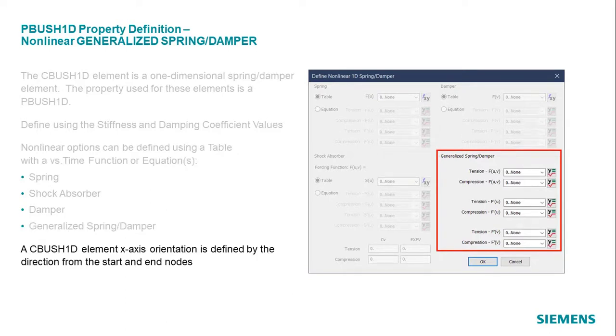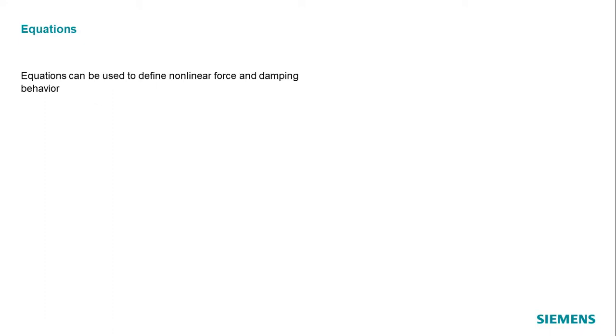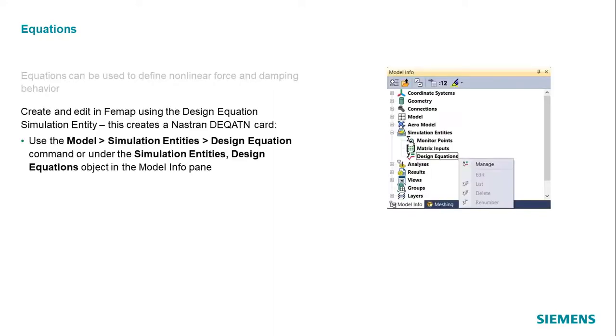A CBUSH1D element x-axis orientation is defined by the direction from the start and end nodes. For a CBUSH1D element, equations can be used to define nonlinear force and damping behaviors. You create and edit these equations using the design equation simulation entity. This creates a Nastran DEQATN card.